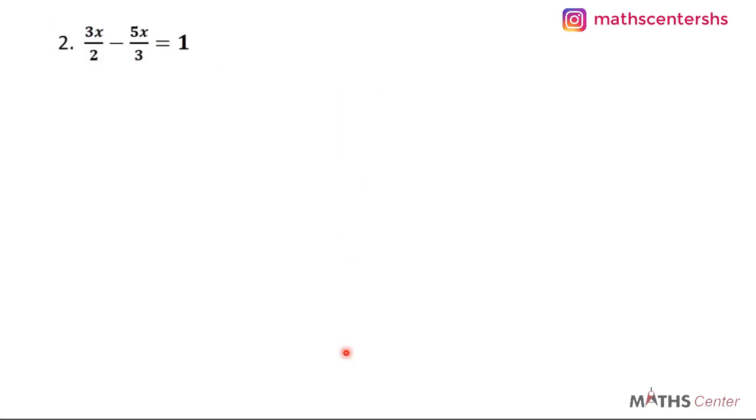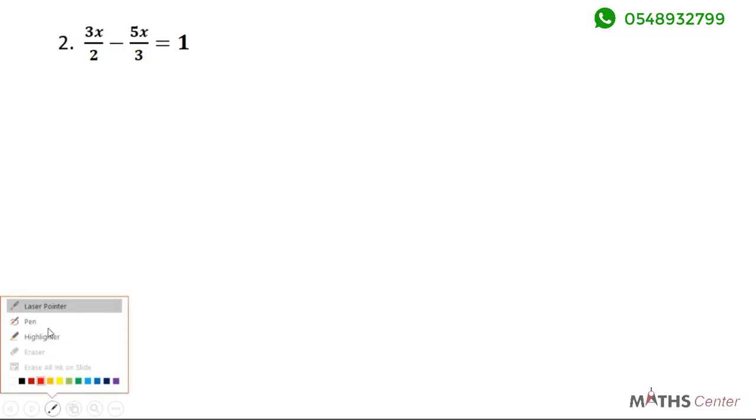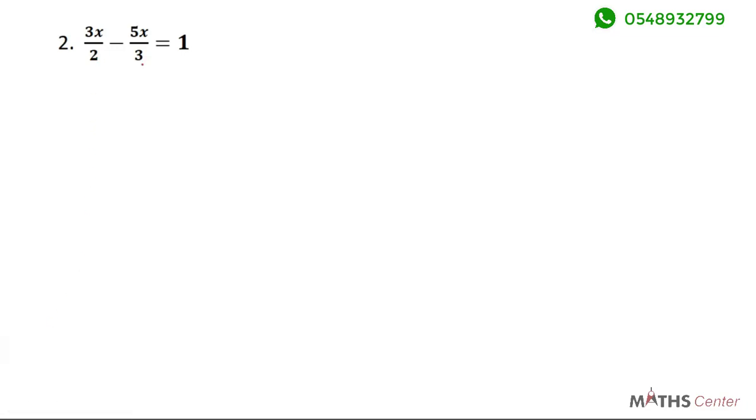Let's take another example. So here, let's look for the fractions. We have two fractions here: 3x over 2 and 5x over 3. So these are the two fractions that we have. Look for the denominators of the fractions. Here the denominators are 2 and 3. Now look for the LCM of the denominators. So we are looking for the LCM of 2 and 3. We know that the LCM of 2 and 3 is 6. So the LCM that we found is 6.